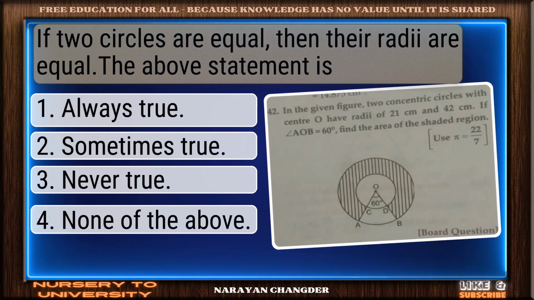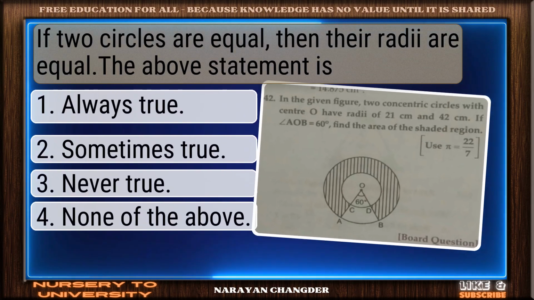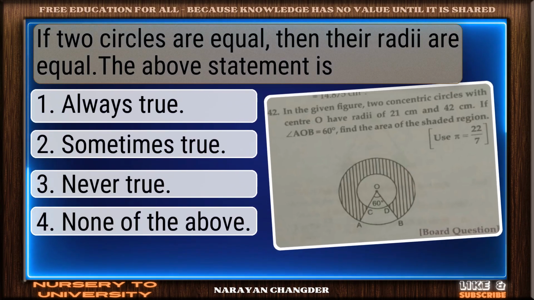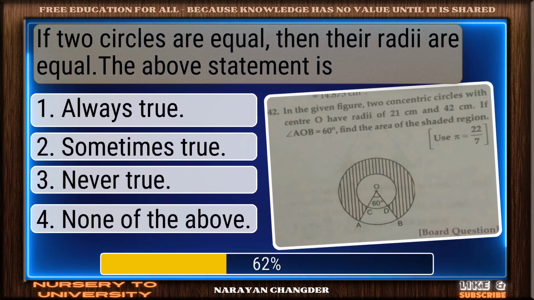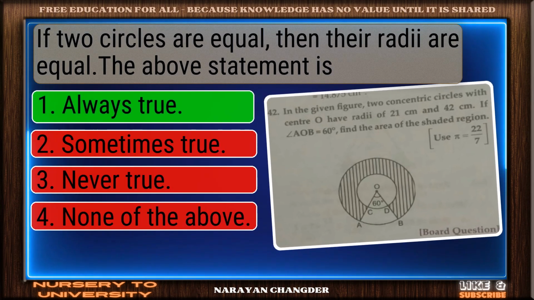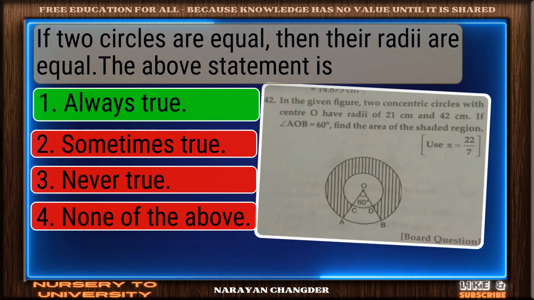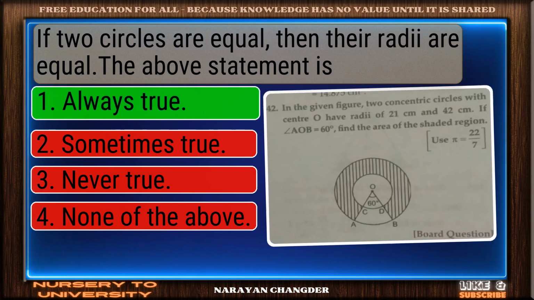Question number 19. If two circles are equal, then their radii are equal. The above statement is. Smart pick. Always true is the correct choice.